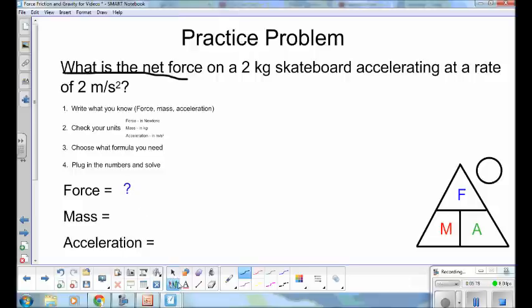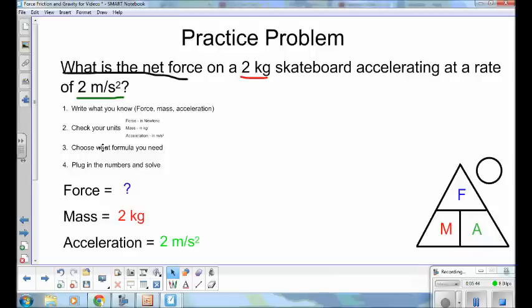The next thing is mass. So when I go through here and I'm looking for the mass, well, I know that mass is in kilograms, and I just happen to have something right here that's in kilograms. So I know that my mass is equal to 2 kilograms. And finally, when it comes to acceleration, it tells me it's accelerating at a rate of 2 meters per second squared. Fantastic. So I've written everything down that I know.